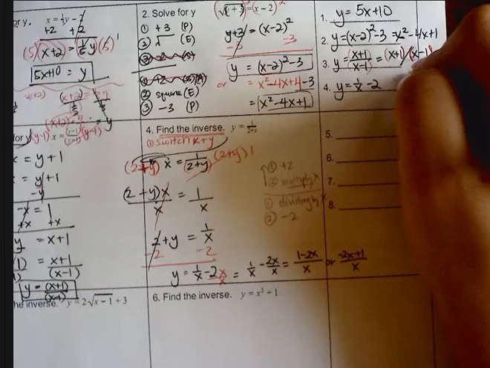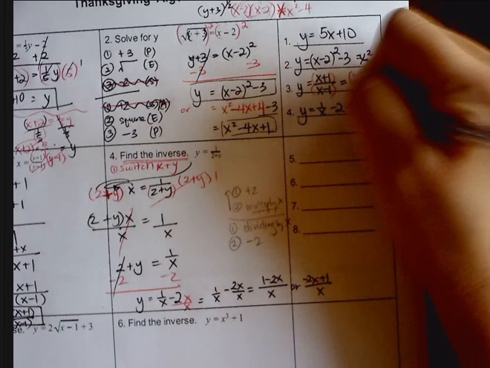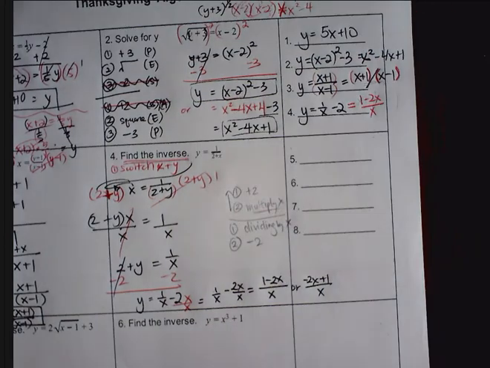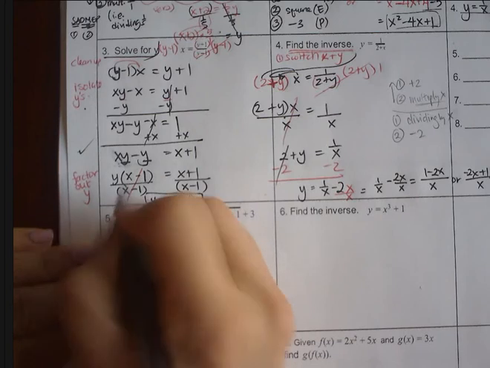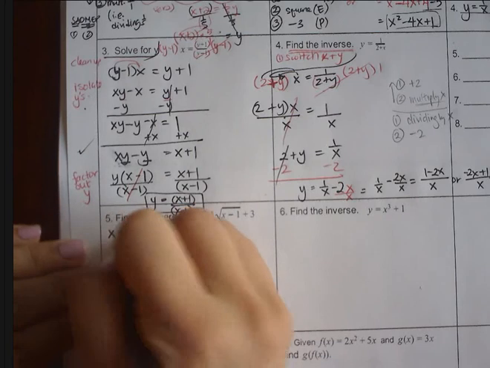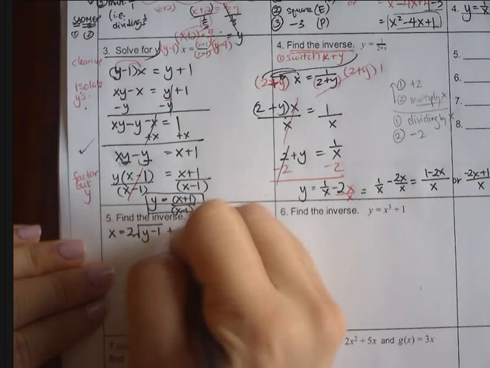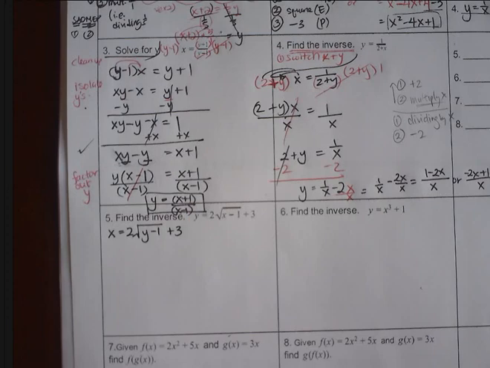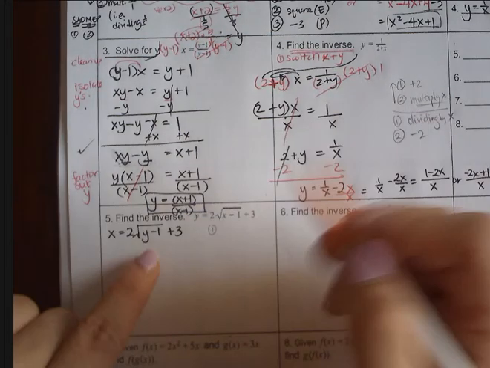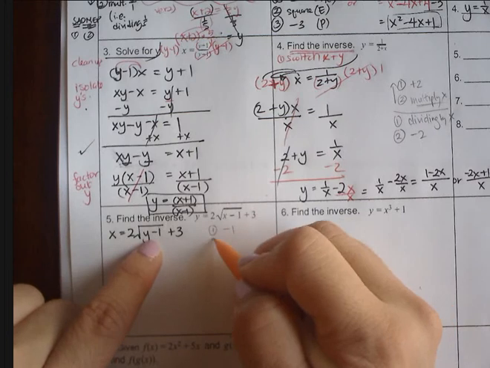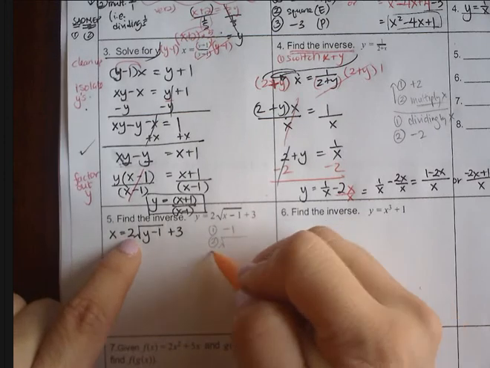Alright, number 5, still finding the inverse. If I switch the x and the y, I'm going to have x equals 2 times square root of y minus 1 plus 3. So if you think about it, on my side I'm going to make a note. What happened to the y? First, you have to subtract 1. Then you have to do the exponent, which is a square root. Then you have to multiply by 2. And then lastly, PEMDAS is the addition, so you have to add 3. I'm going to go in reverse order.